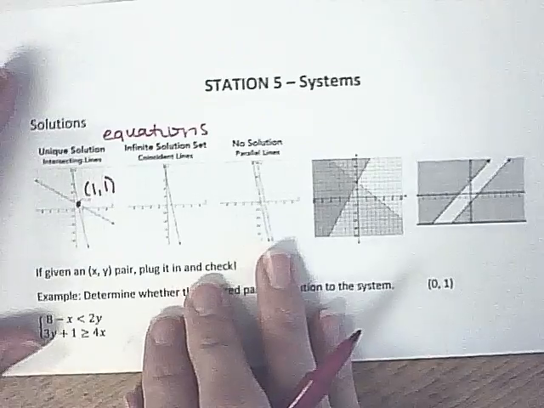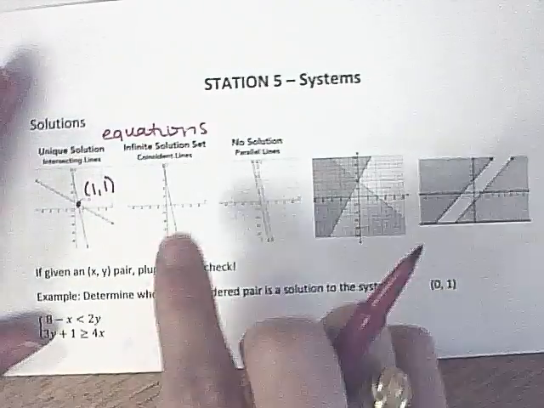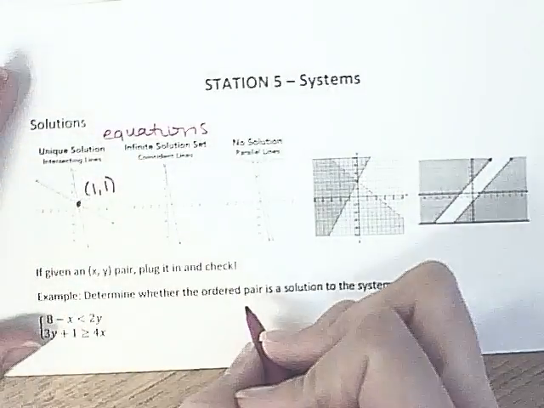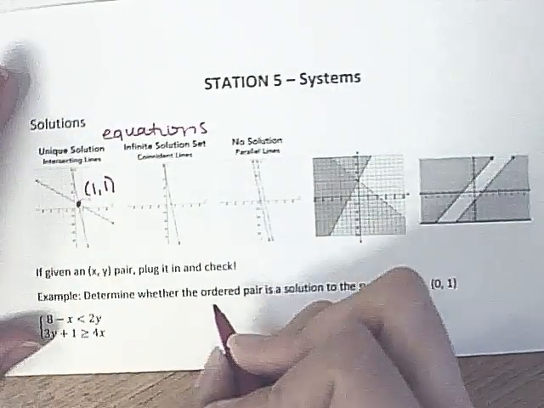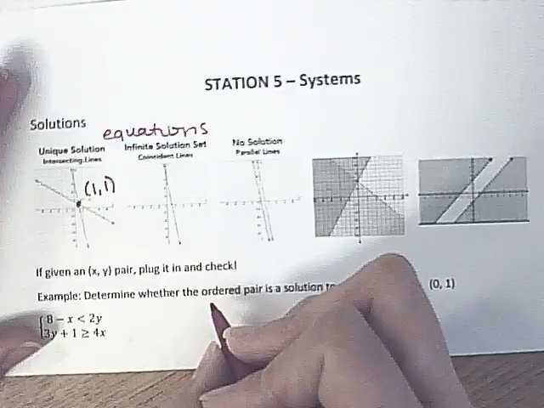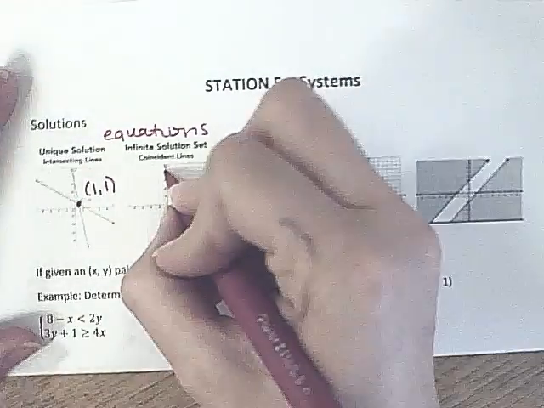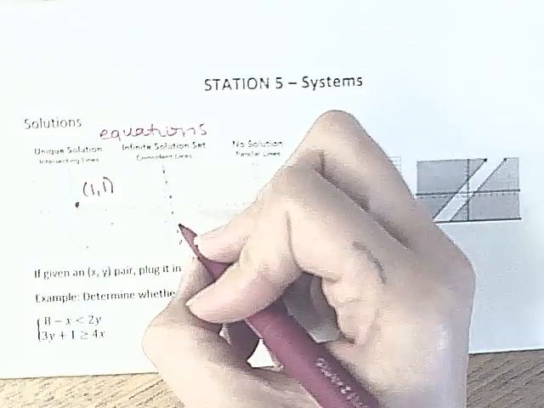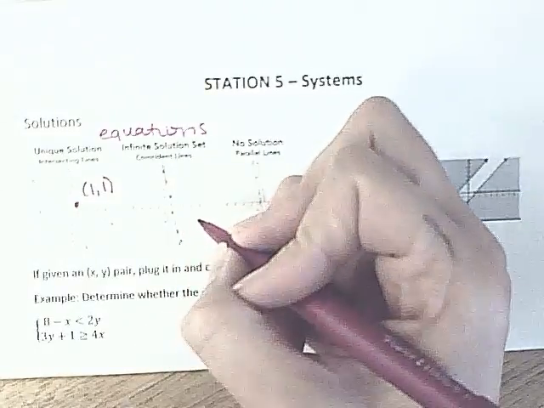If you have one line that falls directly on top of another, you'll get an infinite solution set, or we said infinitely many solutions. That means that the line crosses at every single point on the graph. Here, here, here, here, here, here, and I could keep going and going on that one.